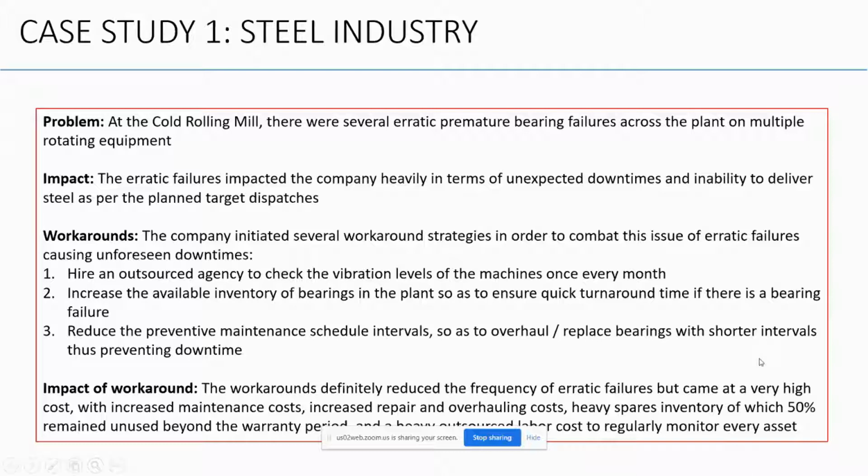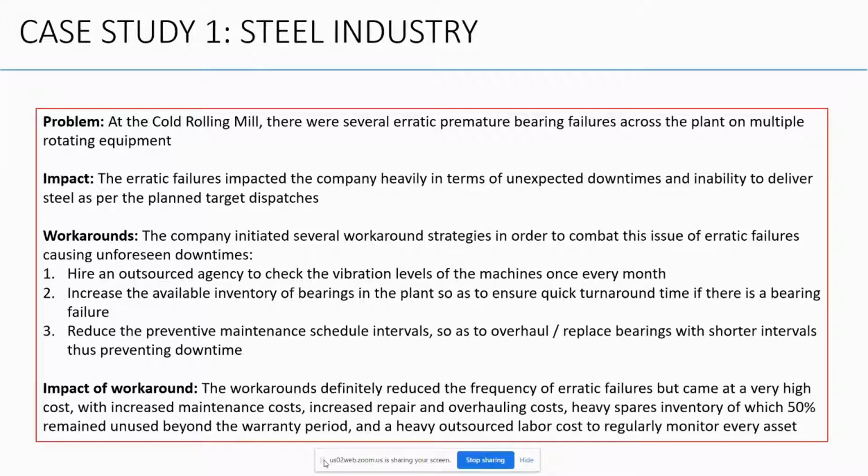So of course, the workaround definitely helped, and it is supposed to help. But of course it came at a very high cost. So there was increased maintenance costs. You had this additional outsourced agency which had to come and check the vibration of every machine. There were increased repair and overhauling costs because we were doing it more frequently.